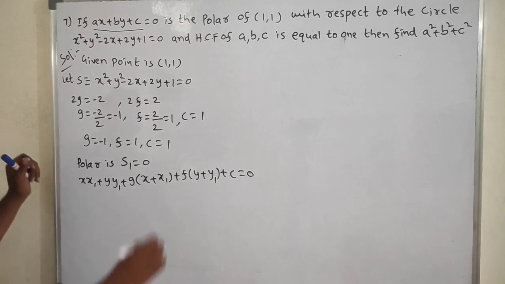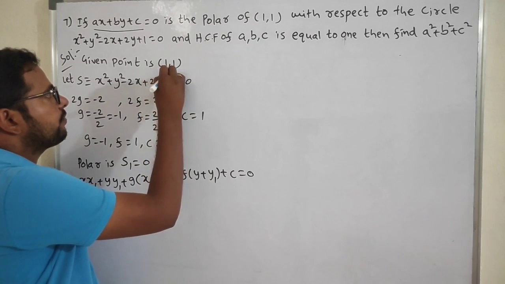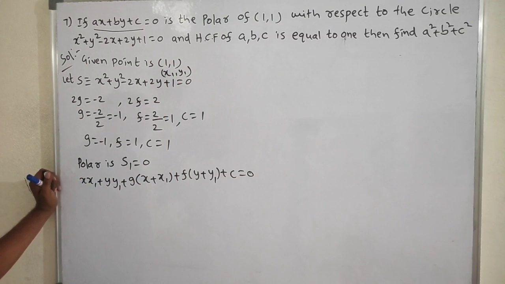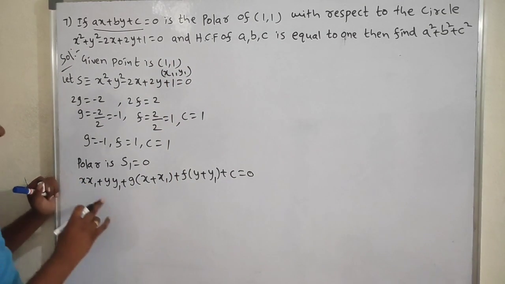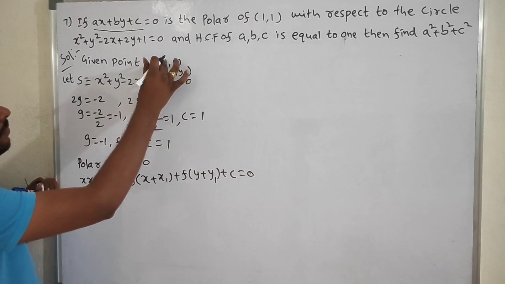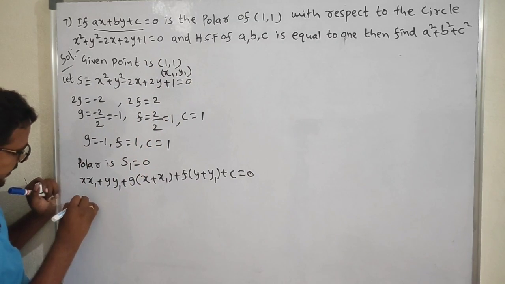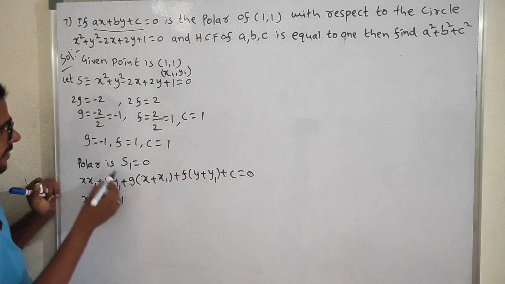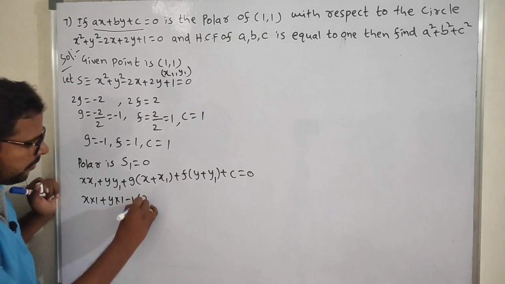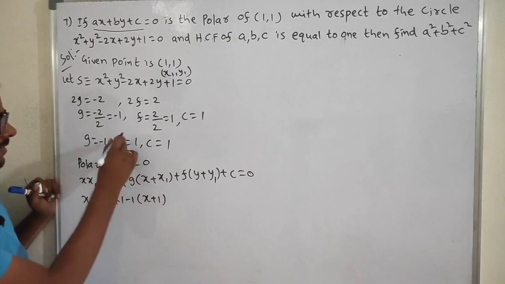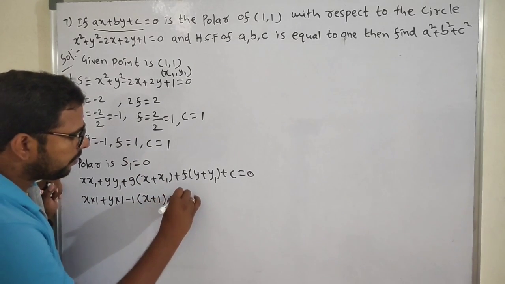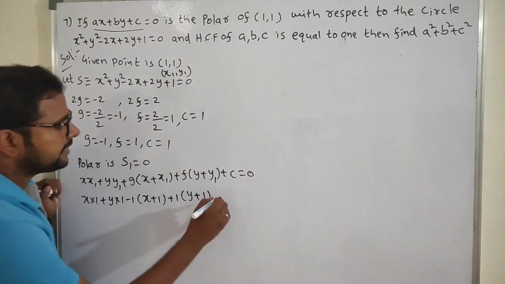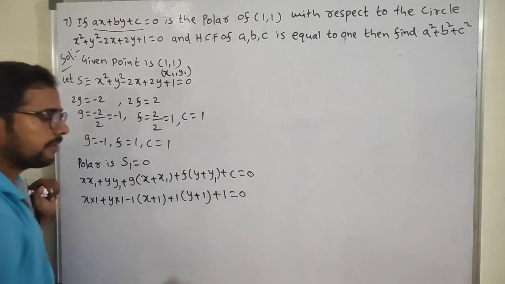Substitute values. The given point is (x1, y1), so x1 = 1, y1 = 1. So x into 1 plus y into 1 plus g value, which is minus 1, into (x + 1) plus f, which is 1, into (y + 1) plus c, which is 1, equals 0.